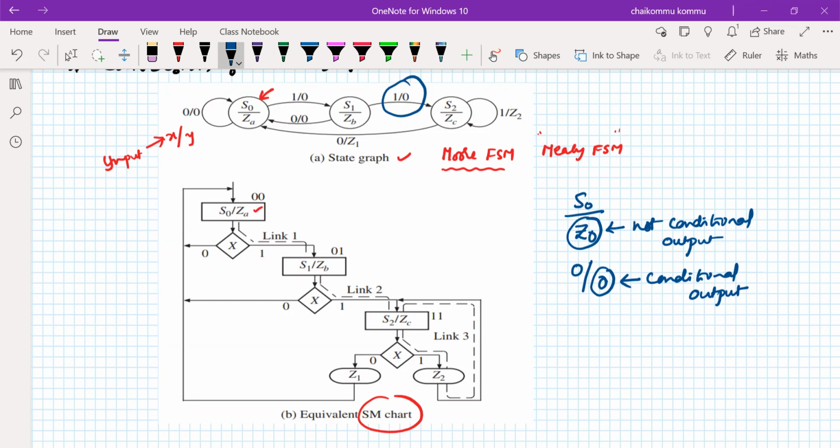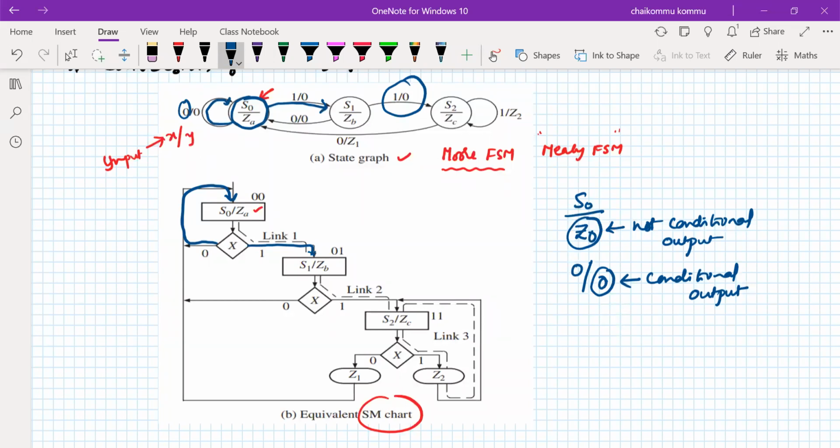So here, I have written the unconditional output. Depending upon X, if X is equal to 1, for example, and if X is equal to false, that is 0, what happens? It should remain in the same state, right? That's what is happening here. If X is true, it moves to the next state called S1, with output equal to ZB.